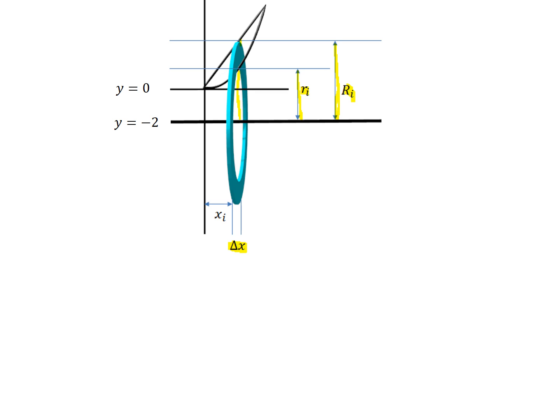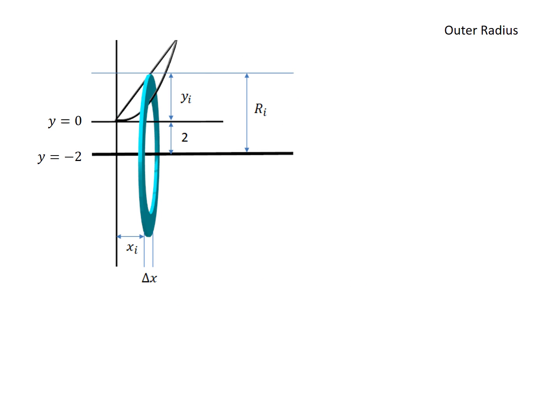I want the volume of this washer, and it's a very simple formula. We just use the cross-sectional area times the thickness. The cross-sectional area is the difference between the areas of two circles, my outer circle and my inner circle. So I have pi capital R sub i squared minus pi little r sub i squared, all times the thickness, change in x.